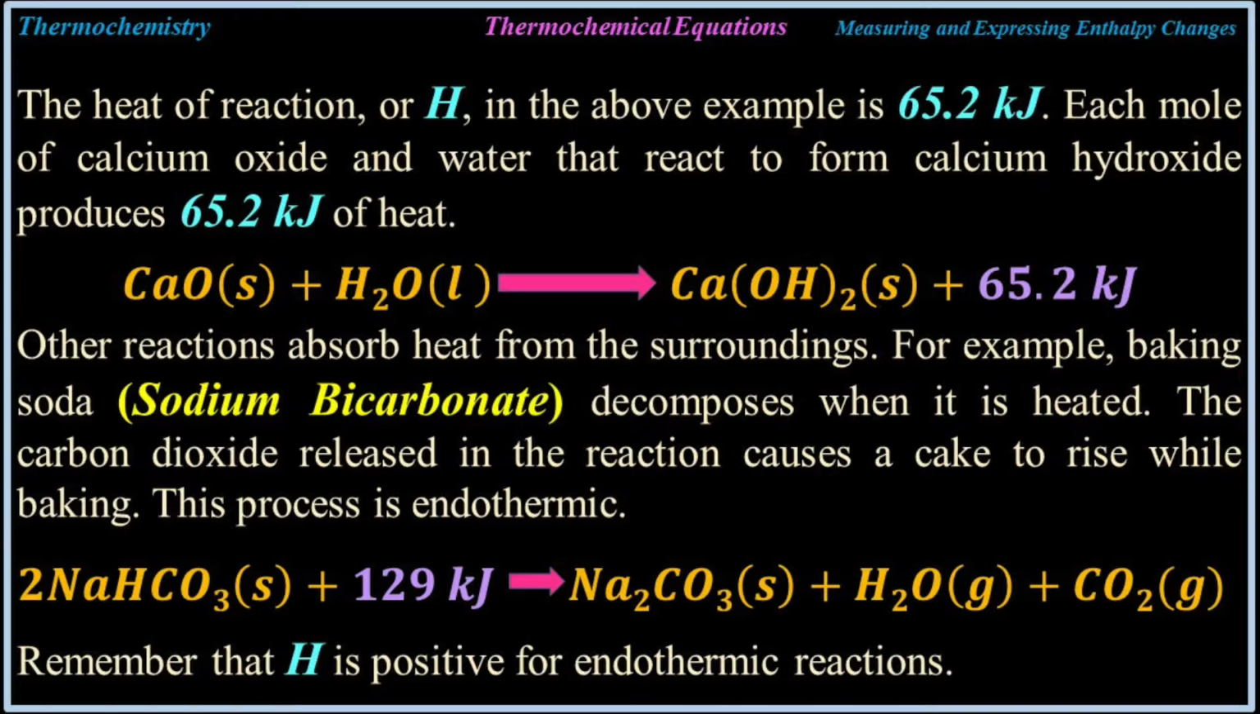Other reactions absorb heat from the surroundings. For example, baking soda, sodium bicarbonate, decomposes when it is heated. The carbon dioxide released in the reaction causes a cake to rise while baking. This process is endothermic. That is, 2 moles of sodium bicarbonate plus 129 kilojoules yields 1 mole of sodium carbonate plus 1 mole of water plus 1 mole of carbon dioxide. Remember that ΔH is positive for endothermic reactions.